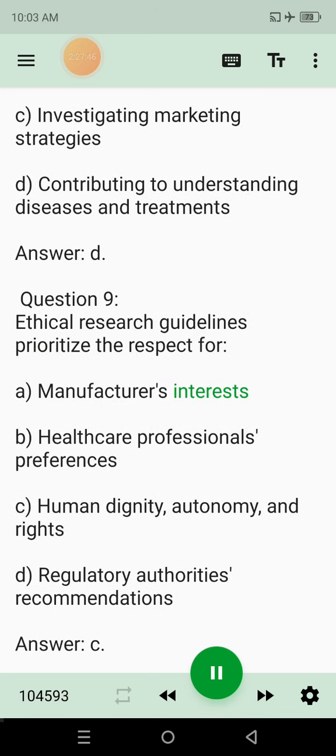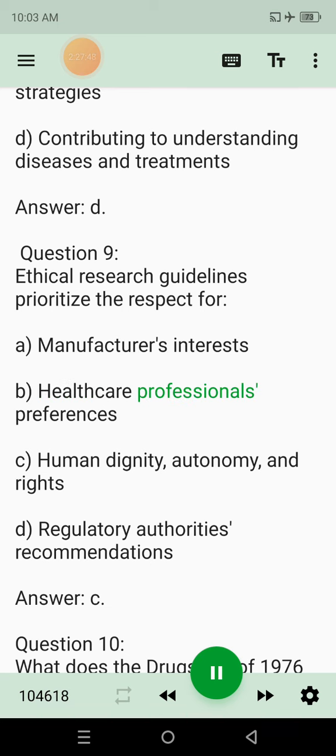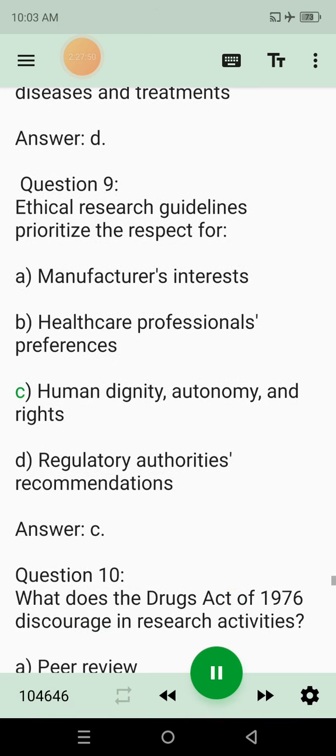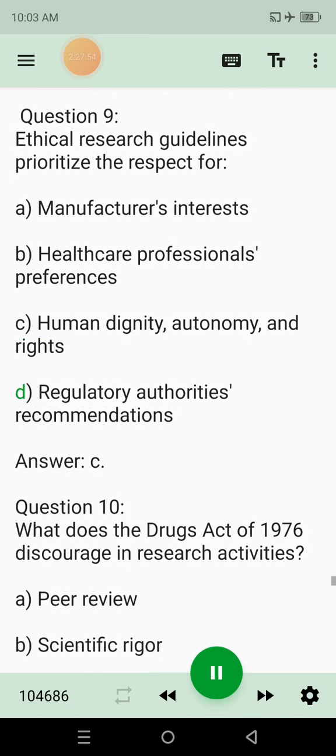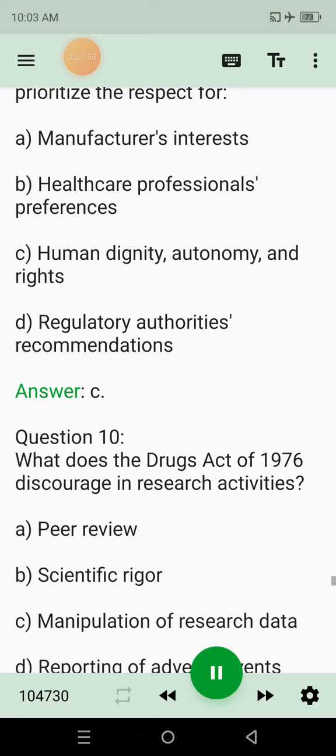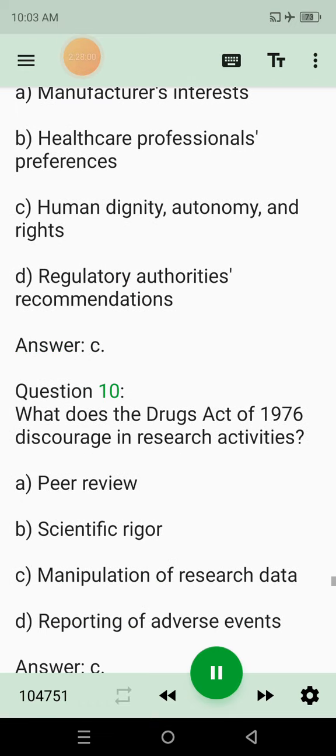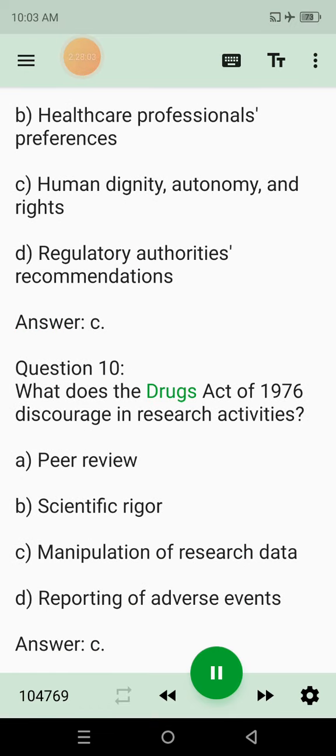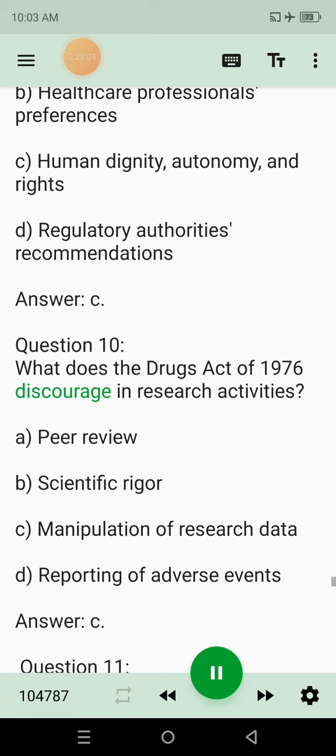Question 9. Ethical research guidelines prioritize the respect for: A. Manufacturers' interests. B. Healthcare professionals' preferences. C. Human dignity, autonomy, and rights. D. Regulatory authorities' recommendations. Answer: C.